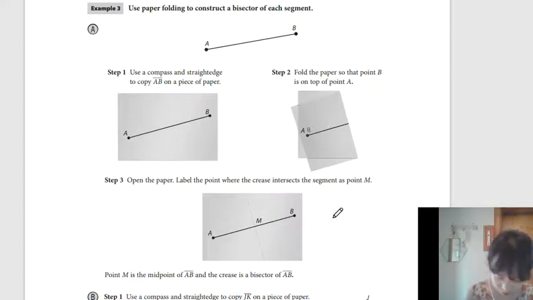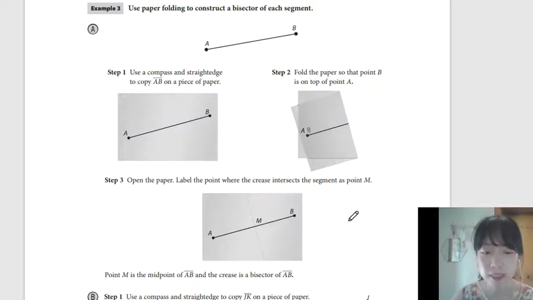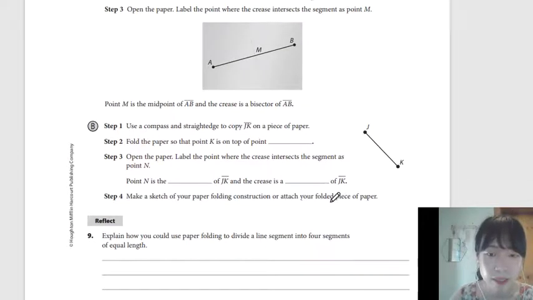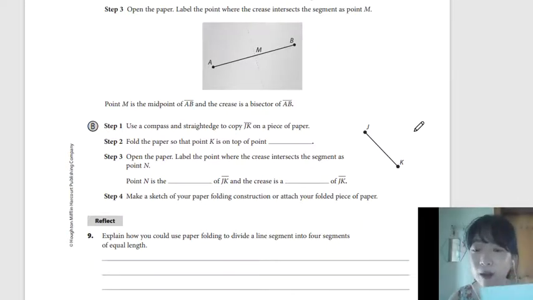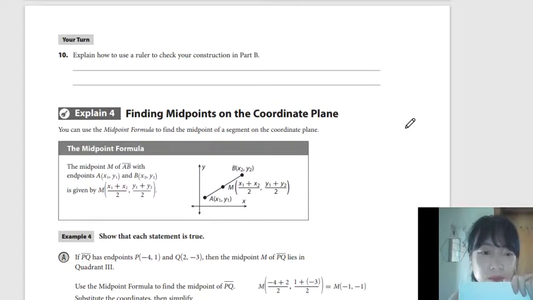And then I plot the point M, that's gonna be the midpoint. Okay, so point M is the midpoint of AB, and the crease is a bisector of line segment AB. Okay, you can do the same thing for B. So think about how you could use paper folding to divide a line segment into 4 segments of equal length. Now you have to describe it in your own words.